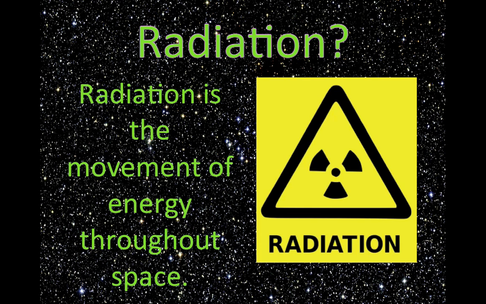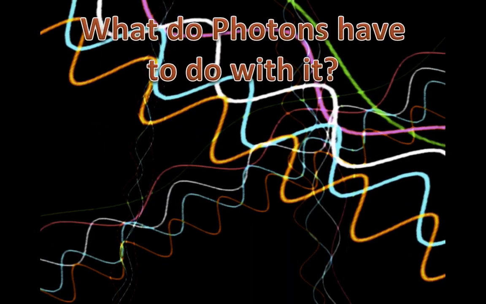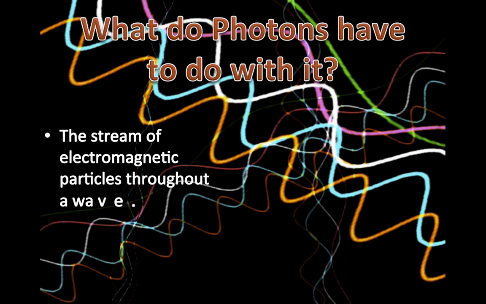All of the different types of electromagnetic spectrum waves move at a different speed, and that all depends on how their photons work. Well, what is a photon and what does a photon have to do with it? Well, a photon is the stream of electromagnetic particles that travel throughout a wave. Depending on how fast or slow these photons move depend on the type of wave it is.